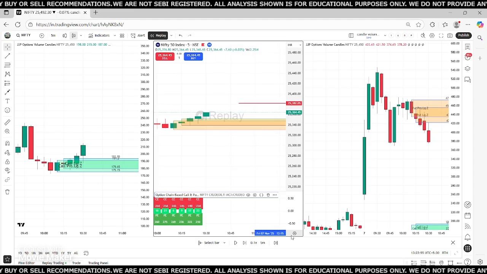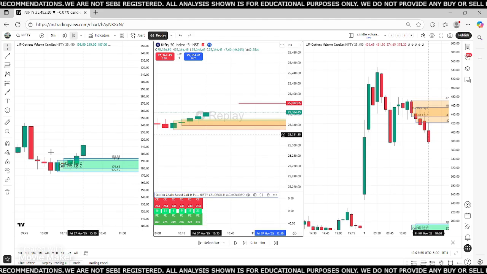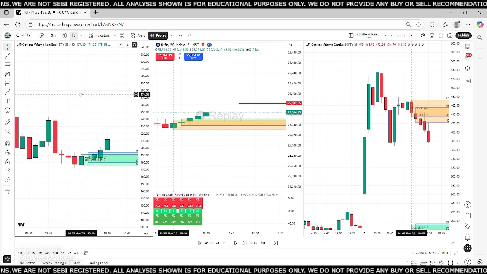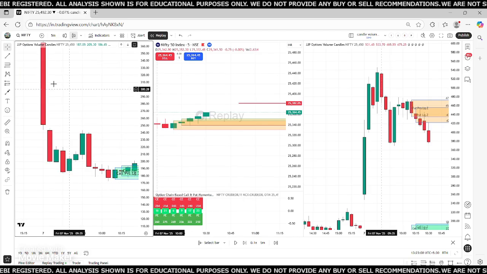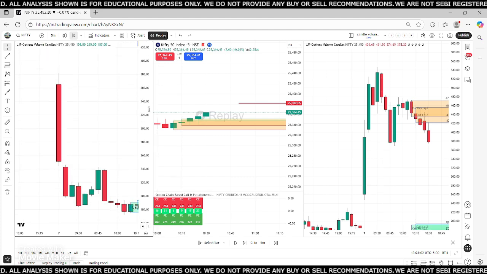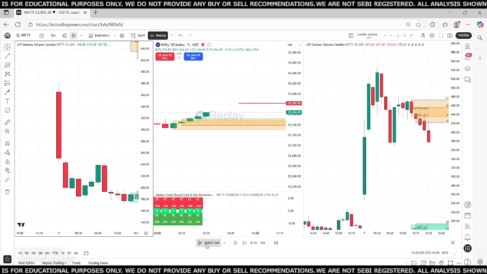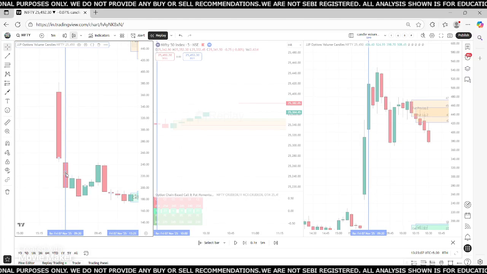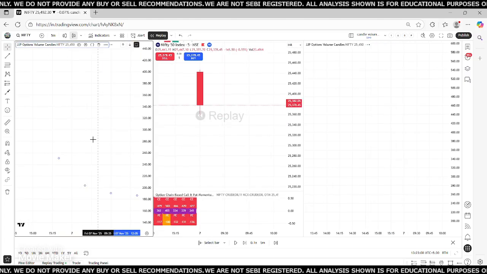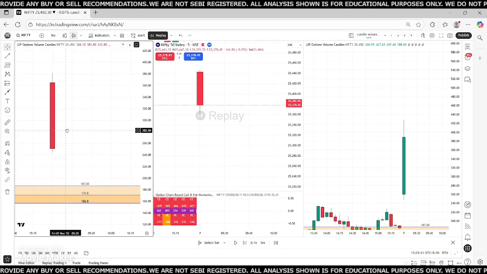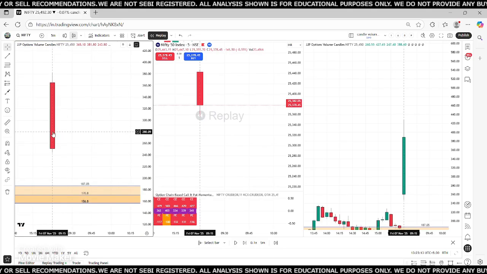These are the default setups we need to do, and now I am going to play the replay mode from the starting candle of 7th November so that we can understand how to use this indicator perfectly. Okay, this is the first candle, 9:15, in all 3 charts we are seeing.